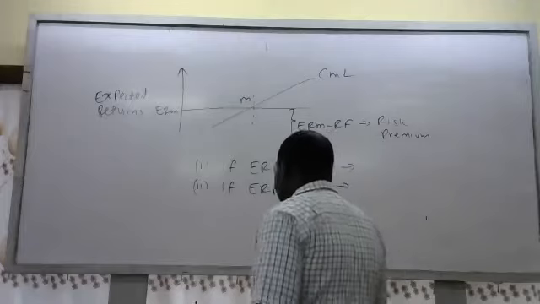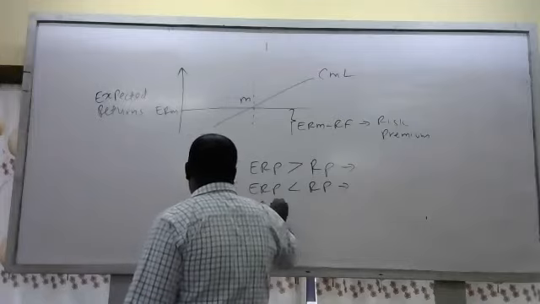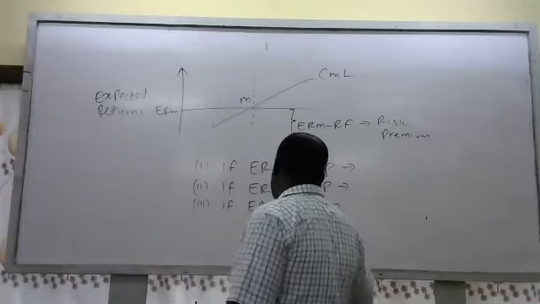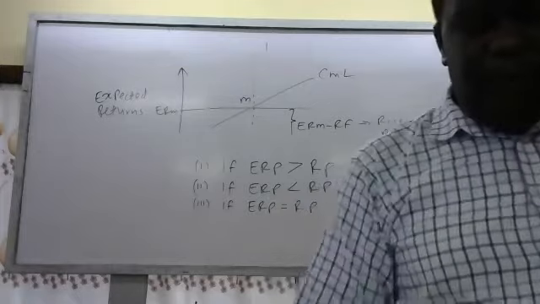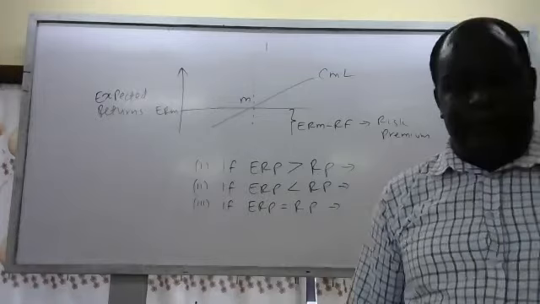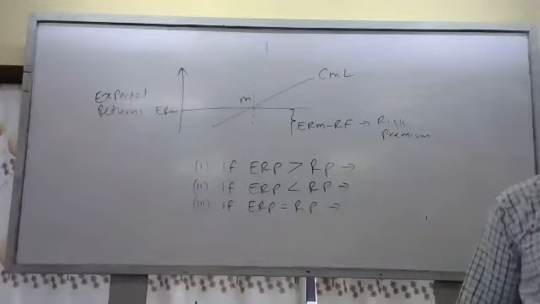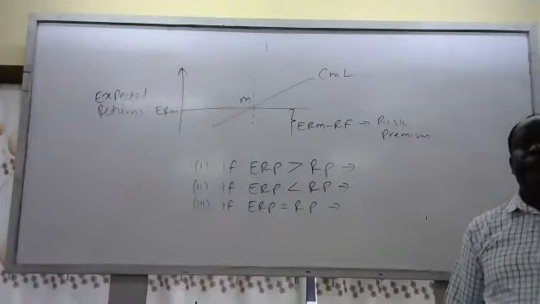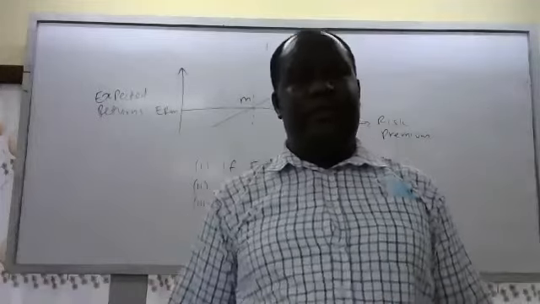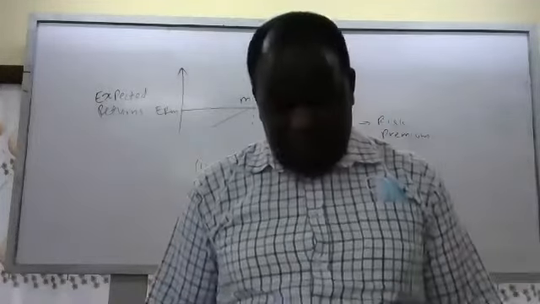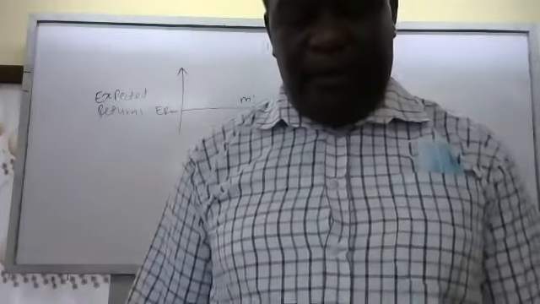Then the last one, number 3, is that if expected return of the portfolio is equal to the return of the portfolio, then the portfolio is correctly valued, or it is efficient.